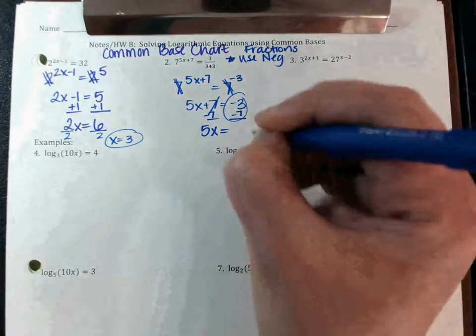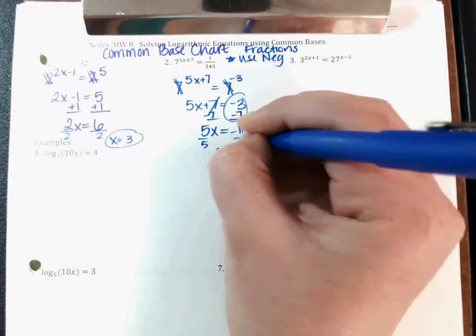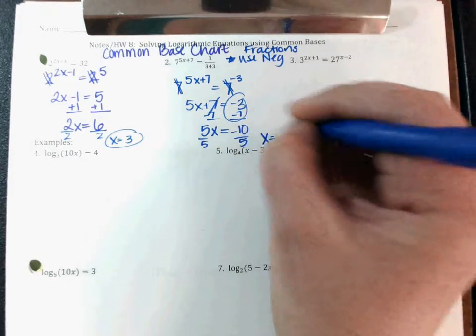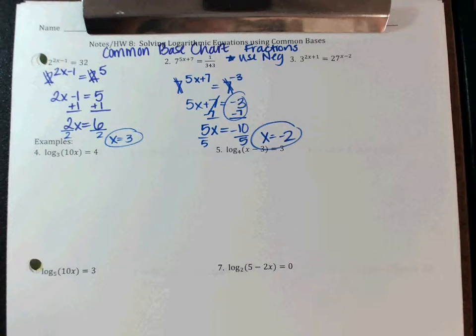Okay, negative 3 minus 7 is negative 10. Divide by 5. Good. Negative 2, because it was negative 10 divided by 5. Okay, so all of that you should already know how to do. If you need a refresher on number 3, I can help you with it later, but you should be able to do it. Okay, the bottom section, you're going to do the log loop.